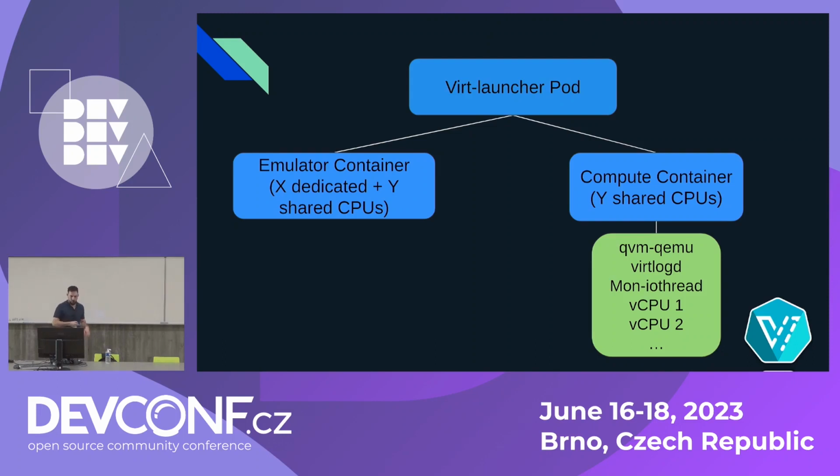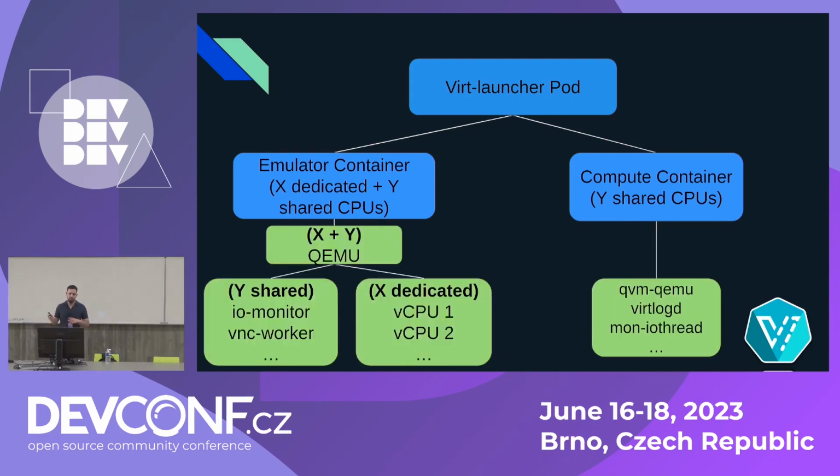And then what we would do is move the QEMU process with all of its threads. Only the vCPU threads would run on X dedicated CPUs. All of the other threads would run on Y shared CPUs. In this Cgroup, nothing really runs, because all of the threads are split between one of the two children. So that's basically just a Cgroup hierarchy, and this is how it looks.